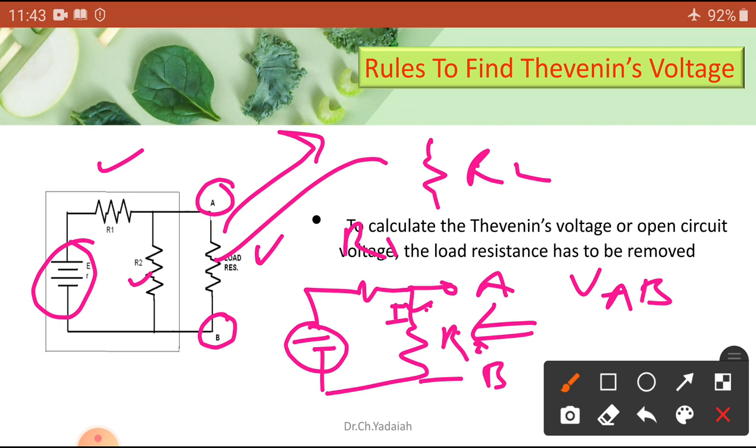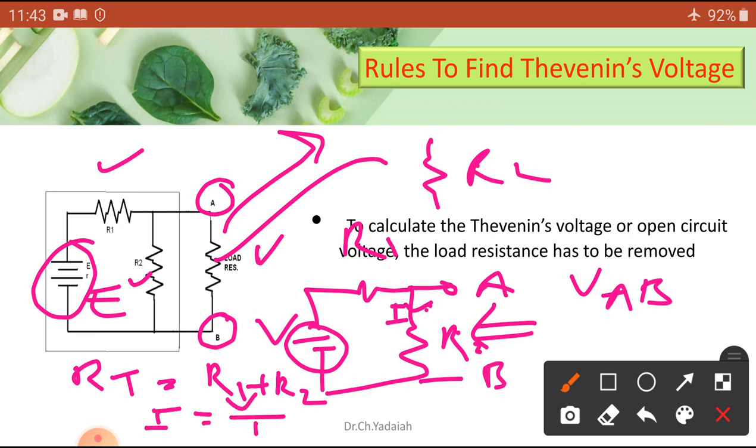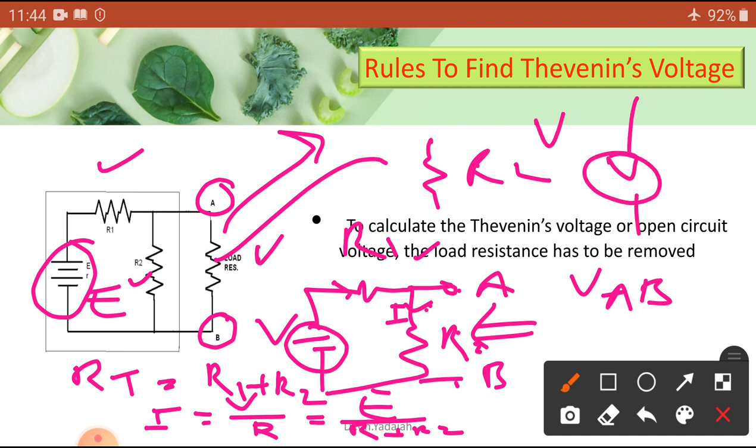R1 plus R2 are connected in series, so the total resistance is RT equal to R1 plus R2. We know the total resistance. The total voltage is given as E1, or you can call it E. Then what is the current? I is equal to voltage by resistance, that is E by R1 plus R2. If you know R1 and R2, substitute the values and you get the current. Now in a series circuit the same current flows through R1 and through R2. Then current into R gives the voltage, which equals the equivalent voltage across AB. That voltage is V Thevenin.